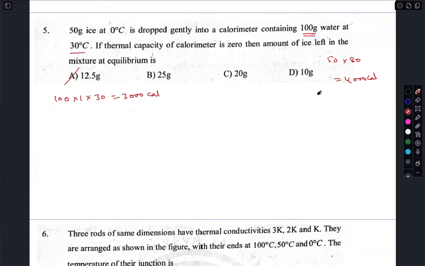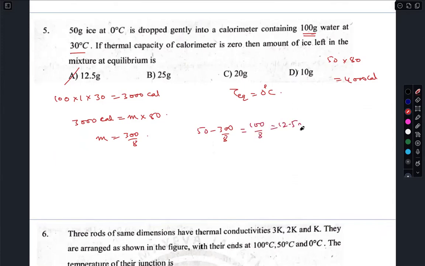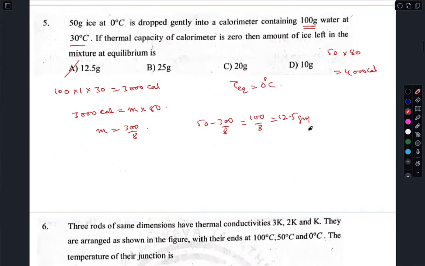So equilibrium temperature is 0 degrees centigrade. So therefore, 3000 calories is equal to m into 80. So now you have m as 300 by 8. Remember, they are asking what amount of ice is left in the mixture. So 50 minus 300 by 8, so 100 by 8. Therefore, this is 12.5 gram. Now clear it, 3 questions.